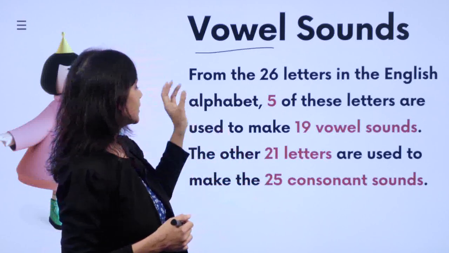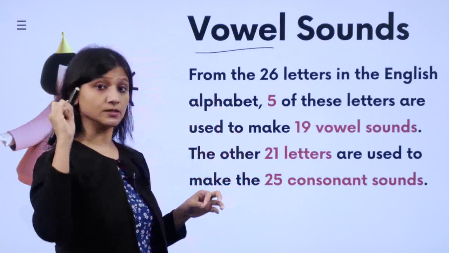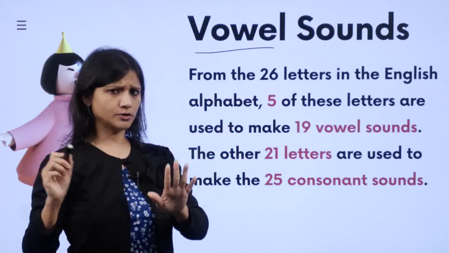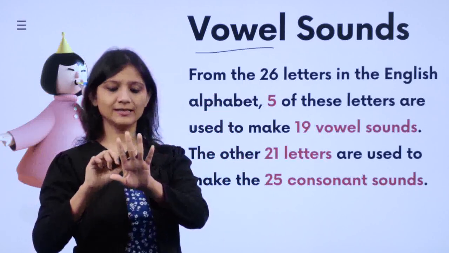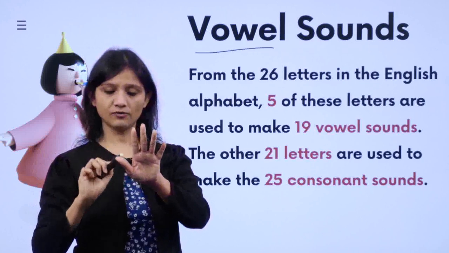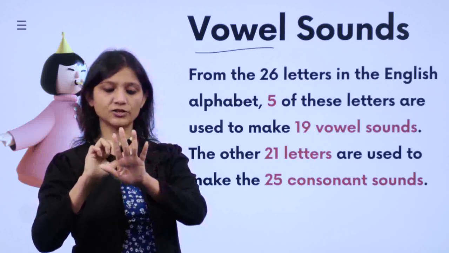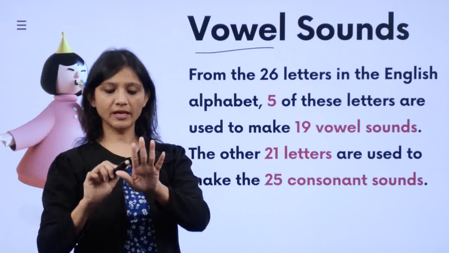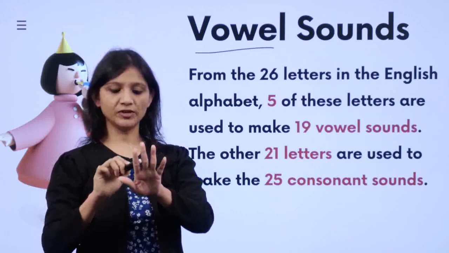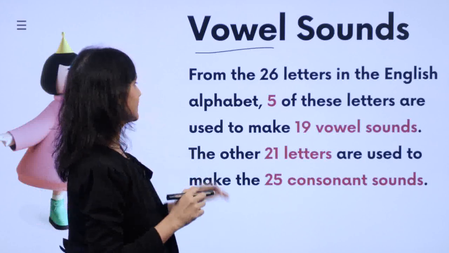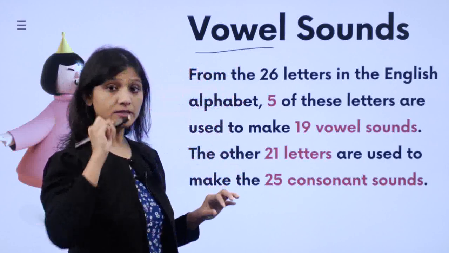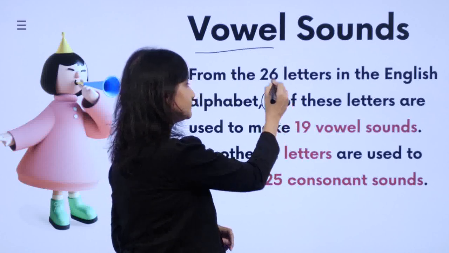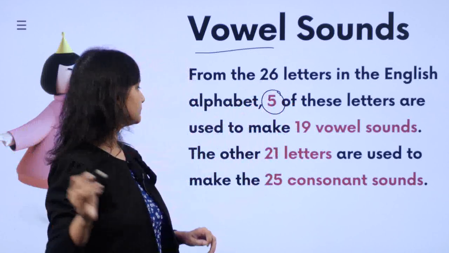Okay. Now, you remember A to Z, there are 26 letters in the English alphabet. Let's do the counting. A, B, C, D, E, 5, F, G, H, I, J, 10, K, L, M, N, O, P, Q, R, S, T, U, V, W, X, Y, Z, 26 letters. From these 26 letters, 5 are vowels, as we have seen: A, E, I, O, U.